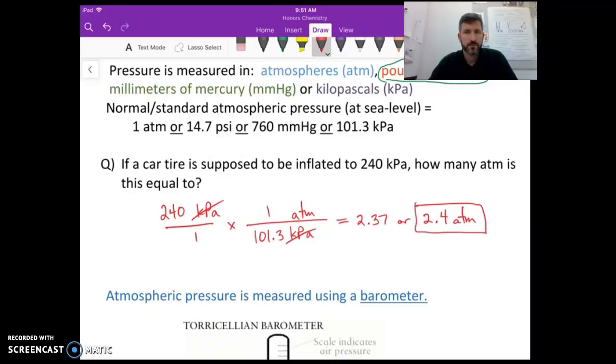So putting it in atmospheres makes it pretty easy to think about, because atmospheres are equal to the pressure you're probably feeling right now, normal atmospheric pressure. And so what's the pressure inside of a tire? If you're able to shrink down and somehow get inside of a car tire, you'd be about 2.5 times more pressure. So it'd be very, very high pressure. Probably wouldn't feel too good.